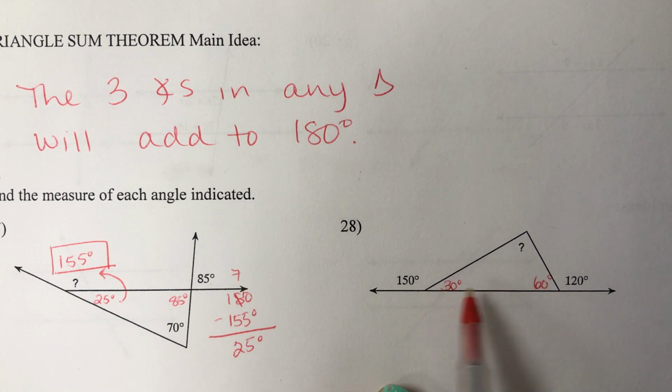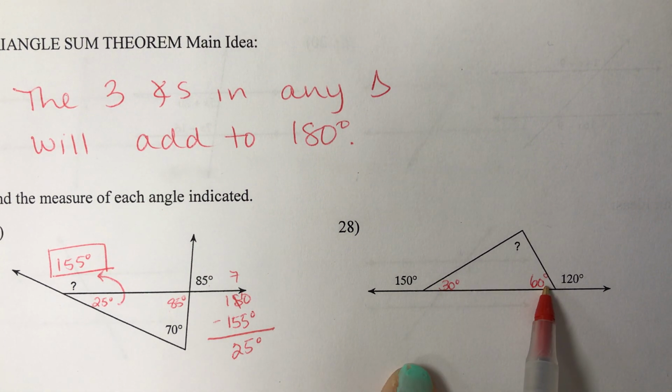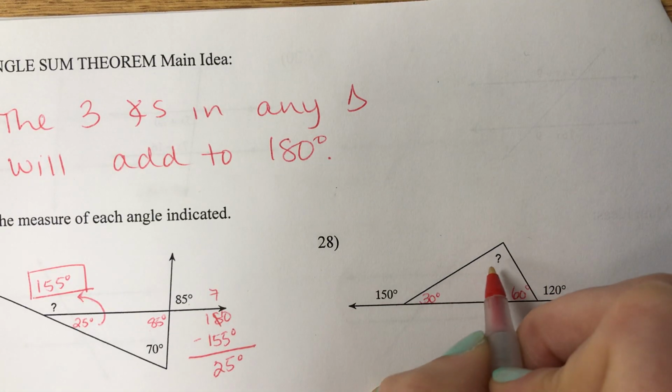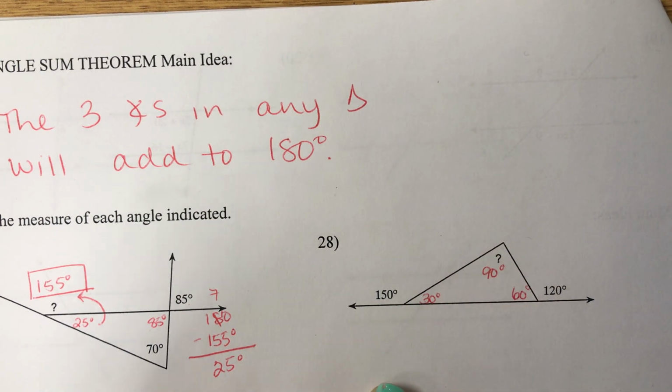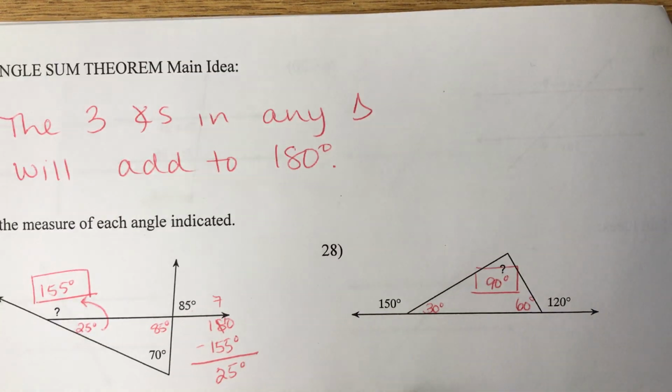Now that I have these two interior angles of my triangle, I can use the 180 rule to figure out what's left. Well, 30 plus 60 is 90. I need another 90 to get to 180. And here's my 90 degrees. And that's my final answer. So, continuing on.